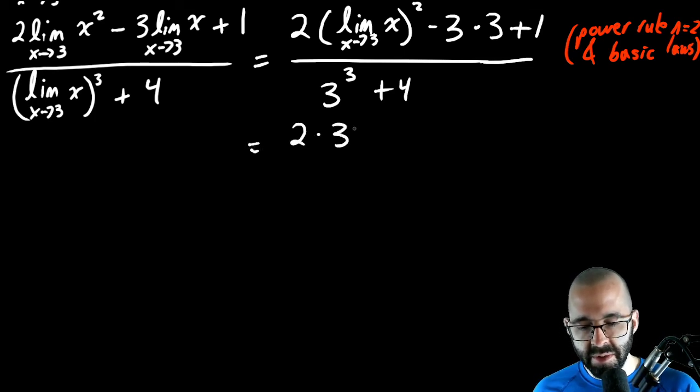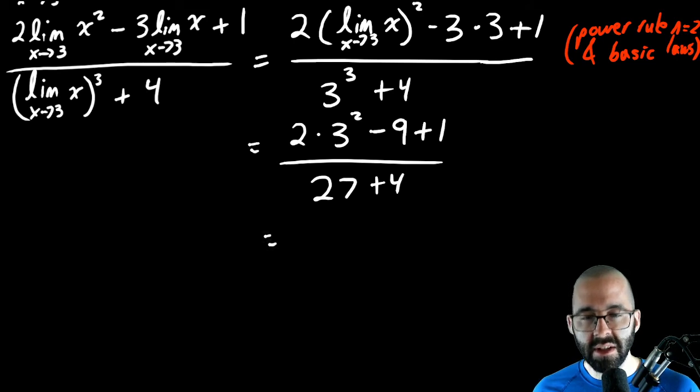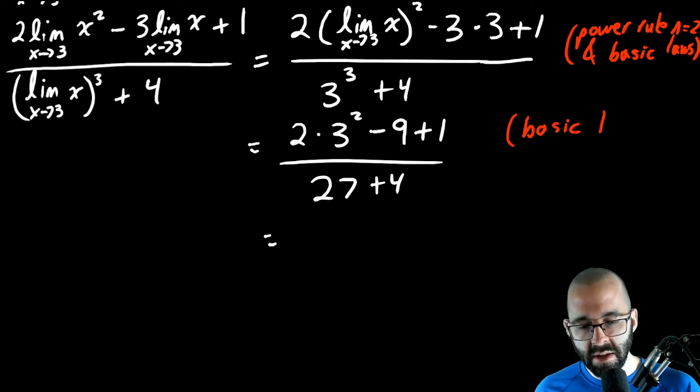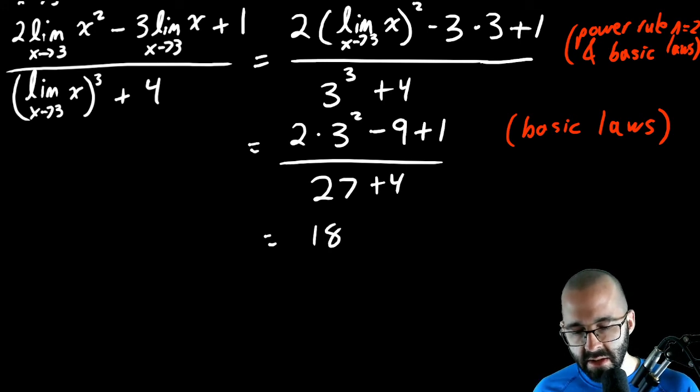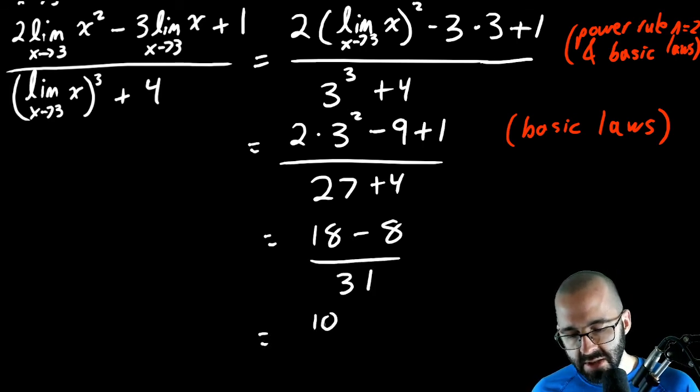This again just becomes 3 times 2 cubed like before, minus a 9 plus a 1. And the bottom becomes 27 plus 4. We're almost done. Just a little bit of simplification. Again, this is our basic law. And then 2 times 9 is 18. Minus 9 plus 1 becomes a minus 8. Bottom becomes 31. Our answer is 10 over 31.